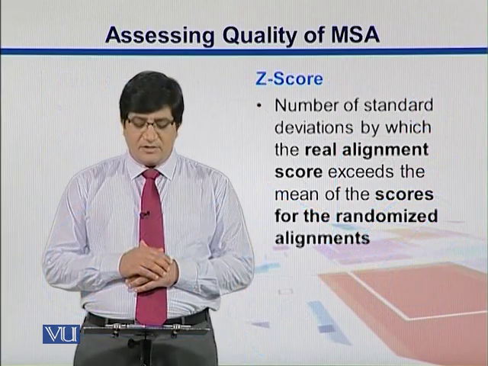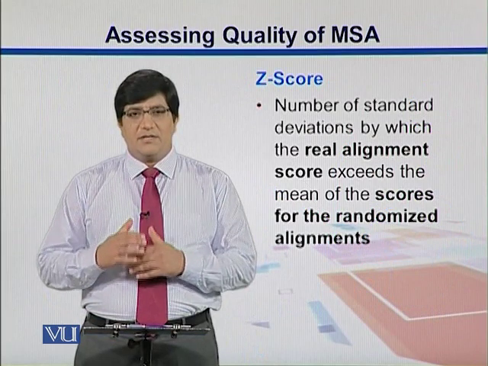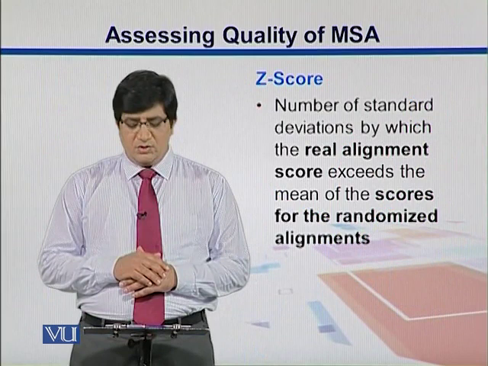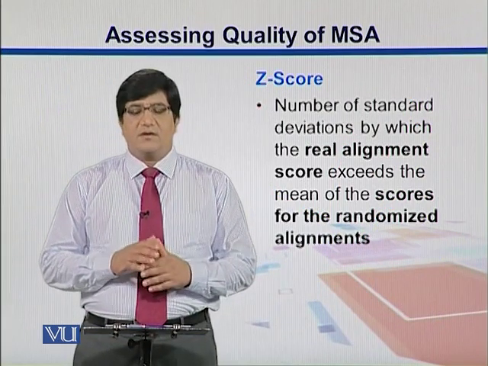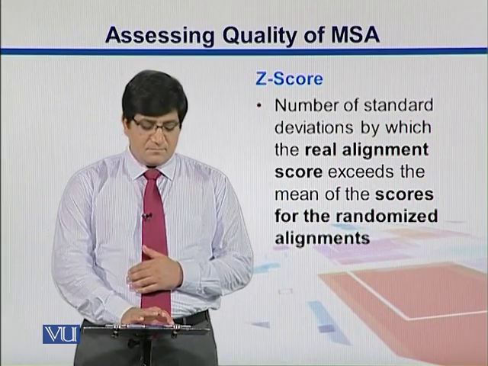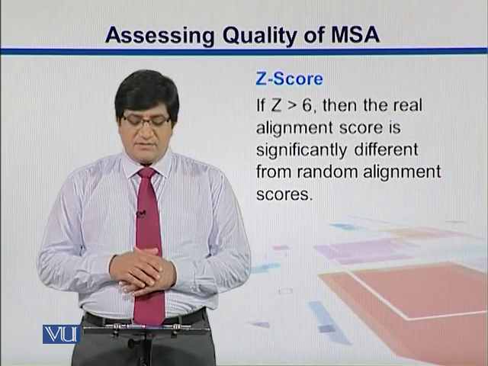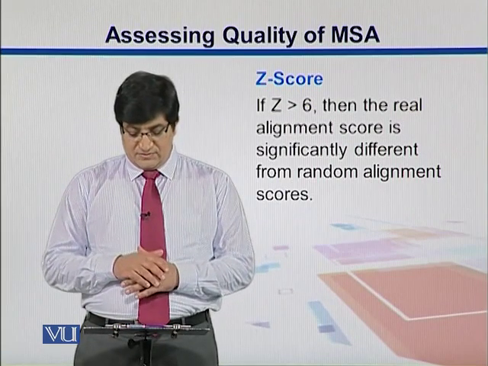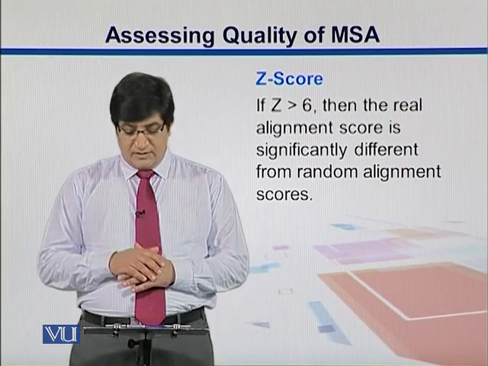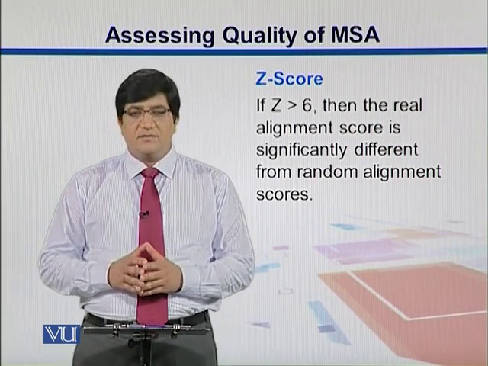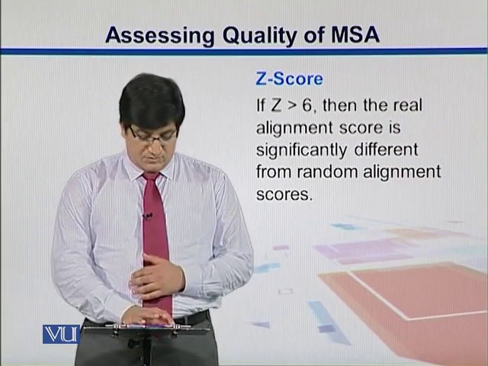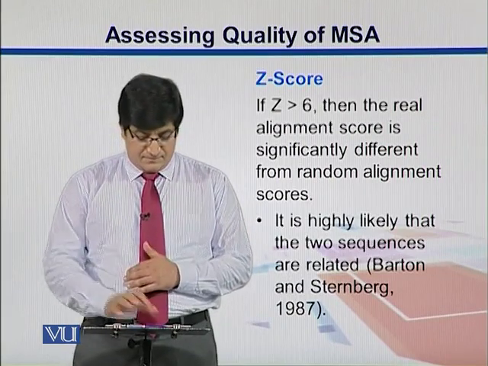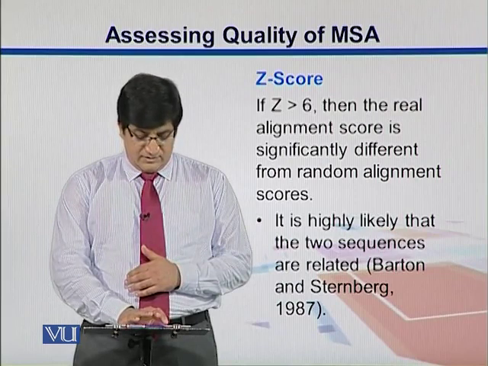So referring to our alignments, we can say that the z-score over here is the number of standard deviations by which the real alignment score exceeds the mean of scores for randomized alignments. So there is a threshold which was given by some scientists. If that z-score is greater than 6, then the real alignment score is significantly different from the random alignment scores. So they say it is highly likely that the two sequences are related if their z-score is greater than 6.